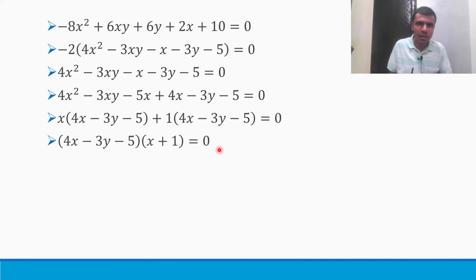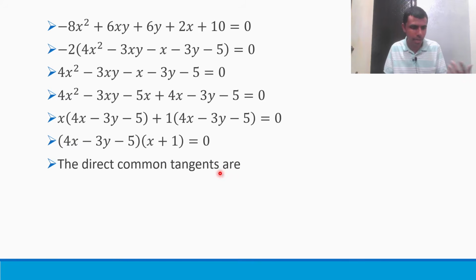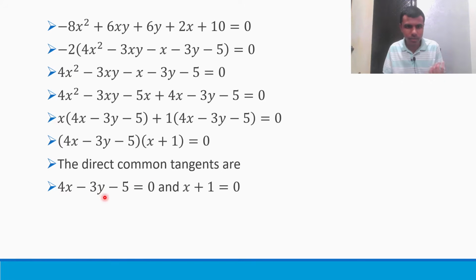Part 1 is done. Okay guys, we are done with part 1, so we're going to move to part 2, but let's give the concluding statement for part 1, and that is the direct common tangents are 4x minus 3y minus 5 equal to 0 and x plus 1 equal to 0. Have you got that? There's no problem, so let's move on again.